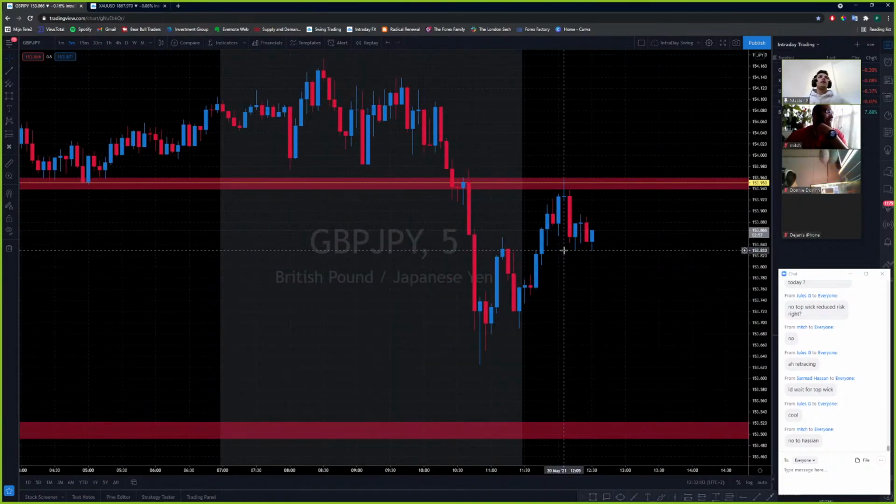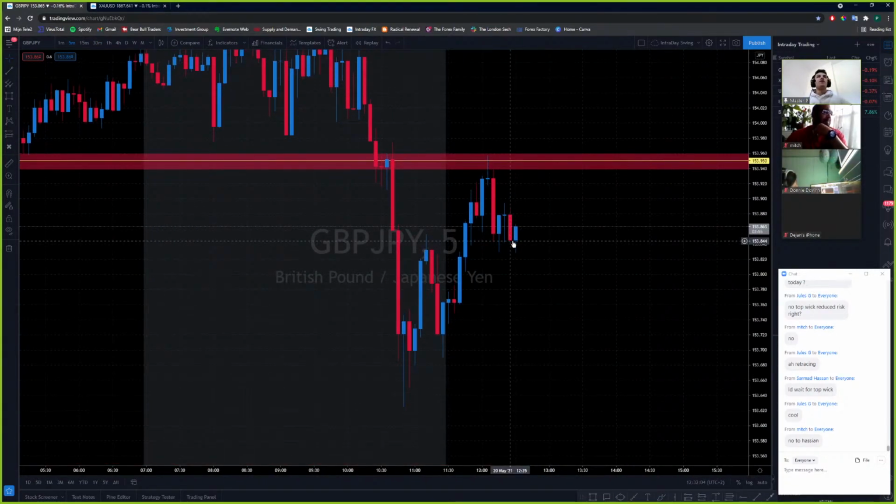Let's actually take a look at the 5 minute. Ooh, look at that. So the 5 minute closed without a bottom wick, so that's why it was a really good idea to wait for this candle to first form a top wick.